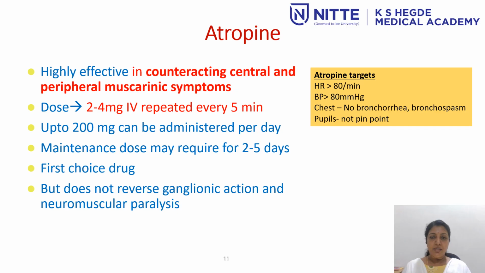BP is more than 80 millimeters of mercury. And the chest should be clear on auscultation. There should be no bronchorrhea or bronchospasm. And the pupil should not be pinpoint. After that, you can give maintenance dose for 2 to 5 days. More about atropine we'll be learning in the next section.